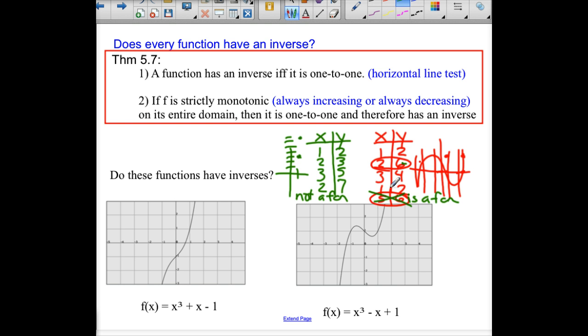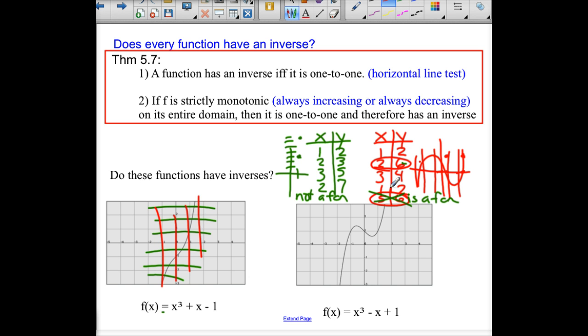For a function to have an inverse, it has to be one-to-one, which means every x value has a unique y value, and every y value has a unique x value. There's no repeats. So 2, 6, 5, 6, you could not have that. And that's easily told by the horizontal line test. If you look at this graph, f of x equals x cubed plus x minus 1, you can see that it passes the horizontal line test. It also passes the vertical line test.